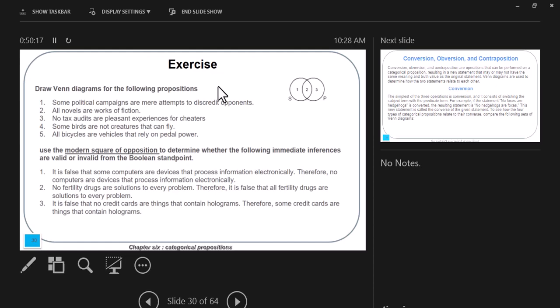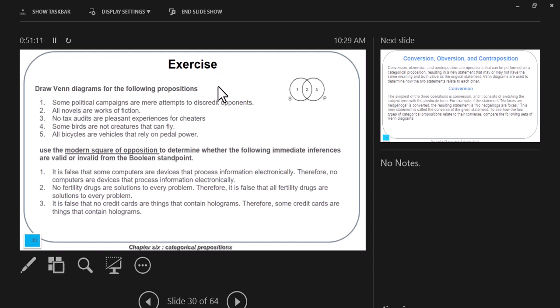Absent. No tax audits are pleasant experiences for cheaters, number 3. Shading, which region? Number 2, correct. Absent or fake name. It's a fake name, right? Absent.